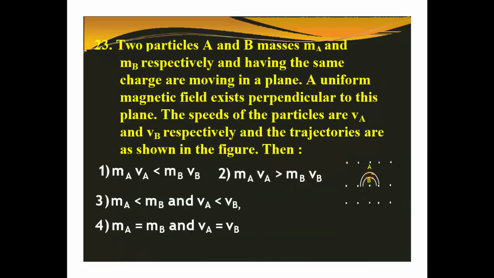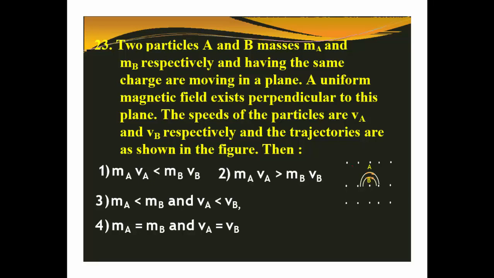Okay, next is question number 23. What is the question here? There are two particles A and B with masses MA and MB. They have the same charge and are moving in a plane. A uniform magnetic field exists perpendicular to this plane, as you can see in the diagram.